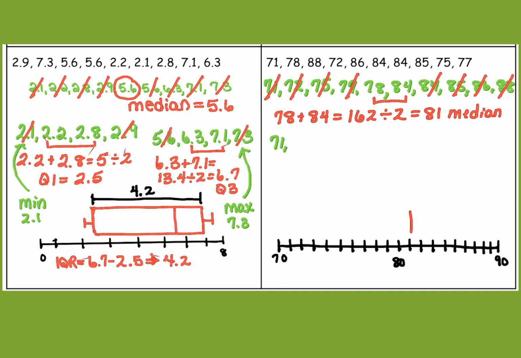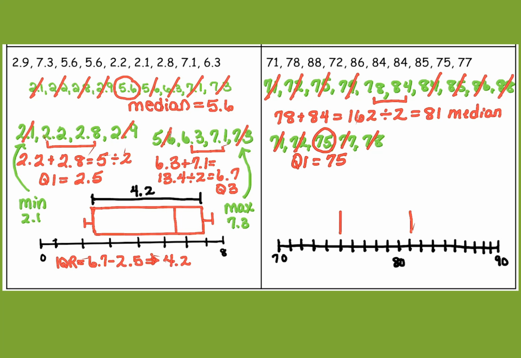Next, we're going to find the values of the lower quartile, so we are going to list all of the numbers that are below our median, and then we're going to find the middle of those. 71, 78, 72, 77, and we can see that that middle number is 75. So our Q1 is 75, and we can add that to our number line.